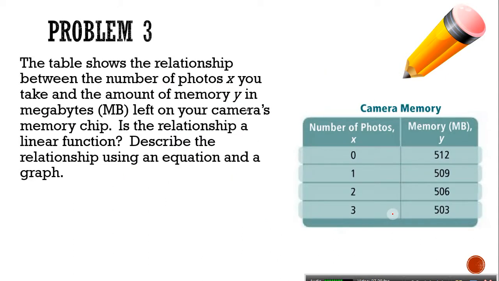So let's take a look at this one. The table shows the relationship between the number of photos x you take and the amount of memory y in megabytes left on your camera's memory chip. Usually it's about gigabytes, but that's alright. Is the relationship a linear function? Describe the relationship using an equation and a graph.